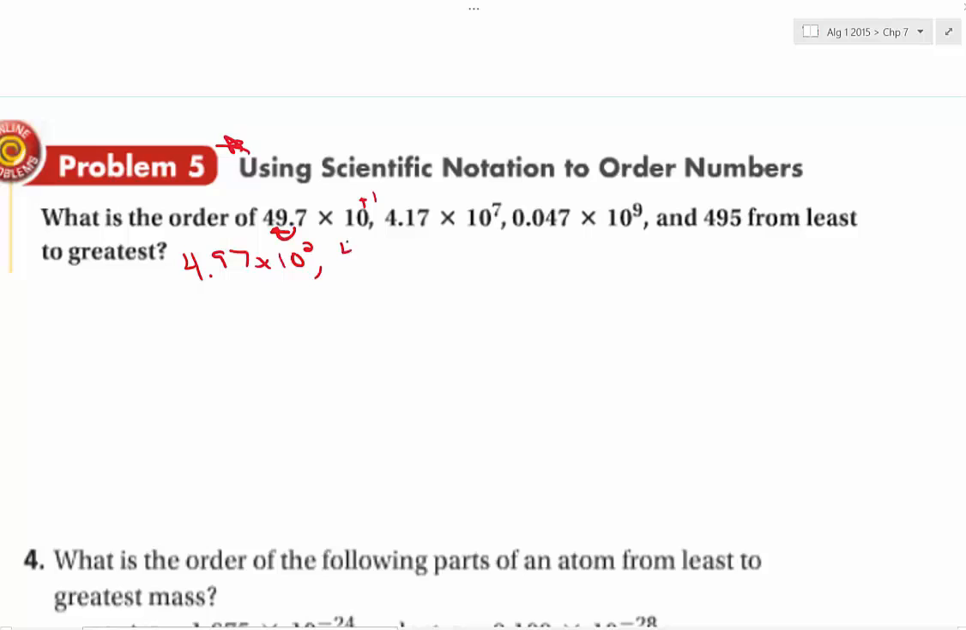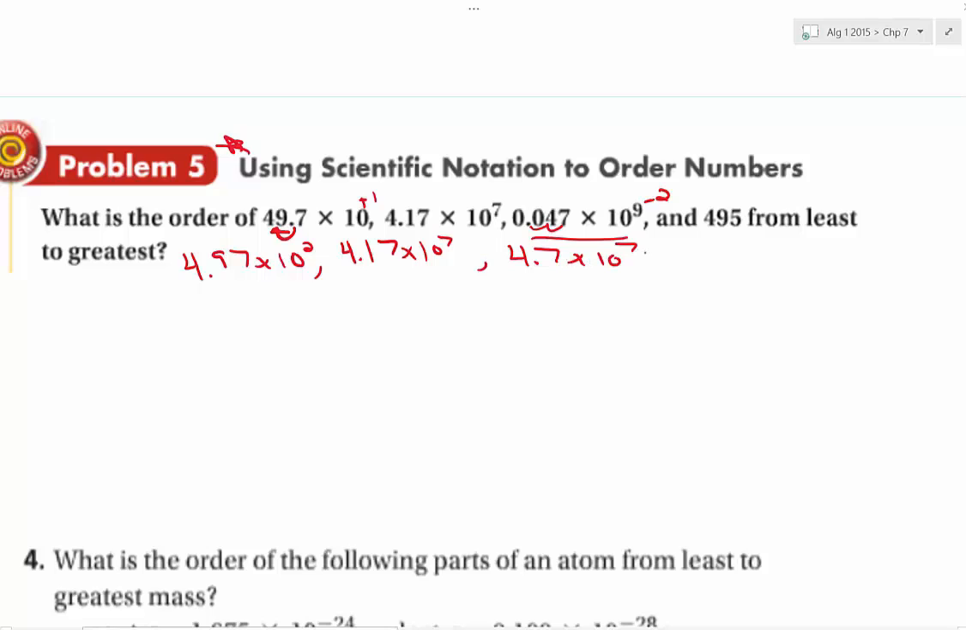Our second number, 4.17 times 10 to the 7th, is in proper scientific notation. Our third number is not in proper scientific notation. It's too small. So I'm going to say minus right after that 9, and it would be 2 places. So we're going to say the third number is 4.7 times 10 to the 7th.